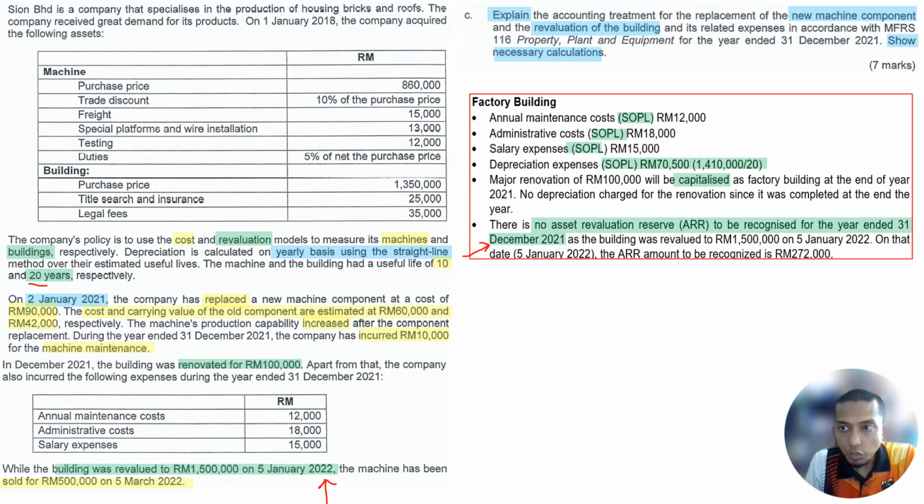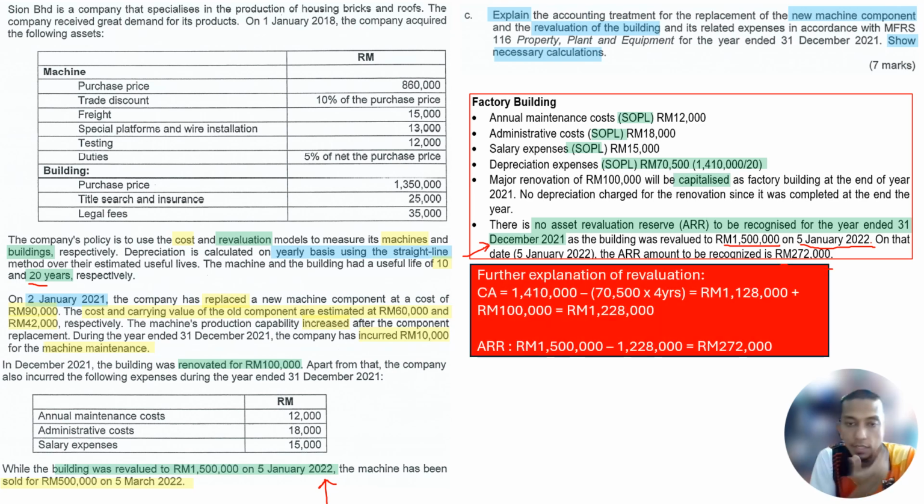So the revaluation to 1.5 million on 5th of January 2022, next year. So for this date, we are going to recognize the ARR by 270,000. How? Okay, this is the calculation. So 1,410,000 less the accumulated depreciation. Why times 4 now? Why times 4? Because the revaluation is in 2022.